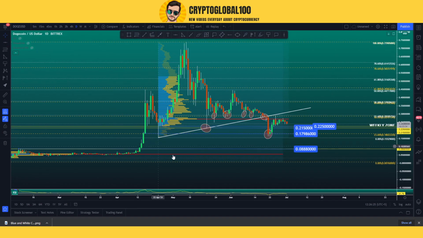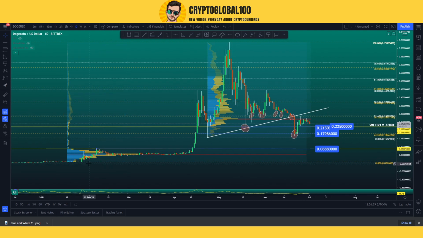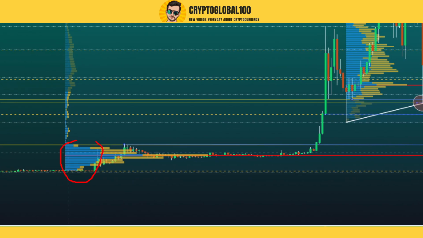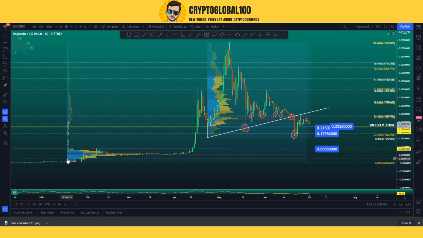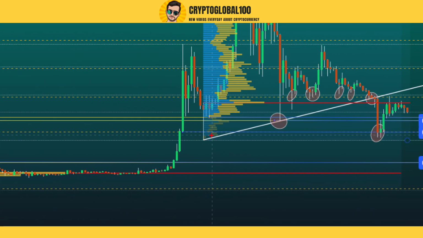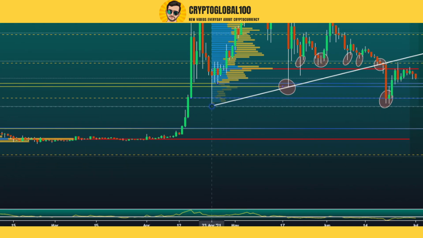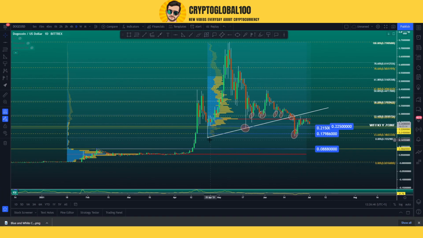Okay, so let's get straight to the analysis. Here I have drawn the volume profile. Volume profile since the 18th of January 2021. And the second volume profile I have drawn at the 23rd of April 2021. We have two volume profiles.